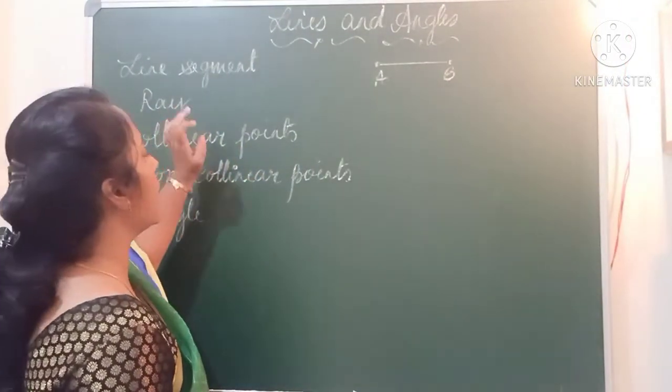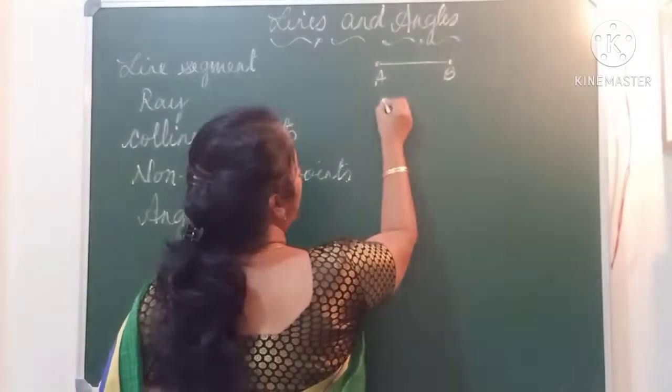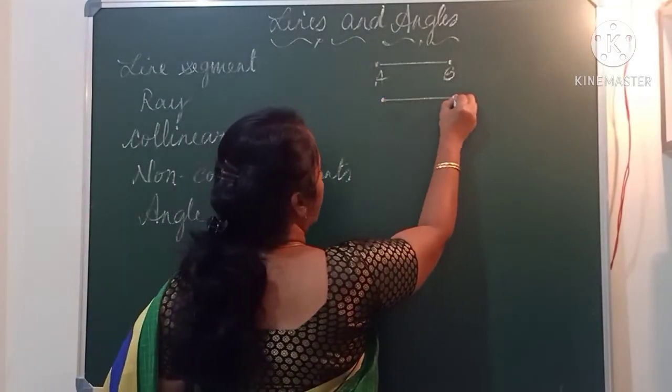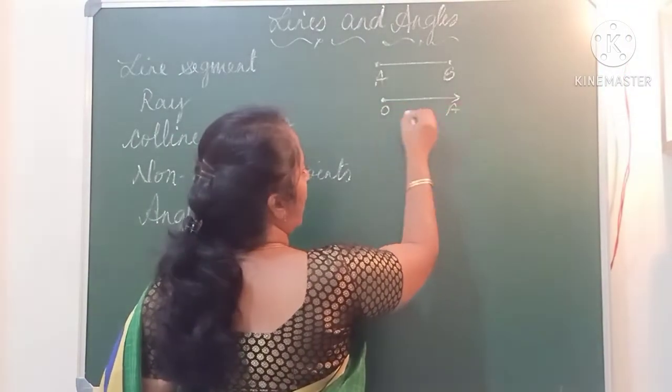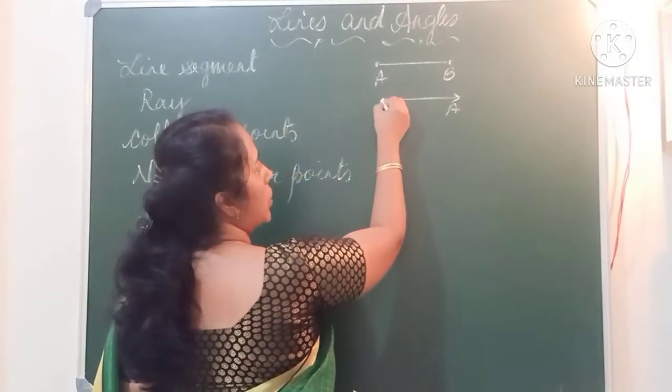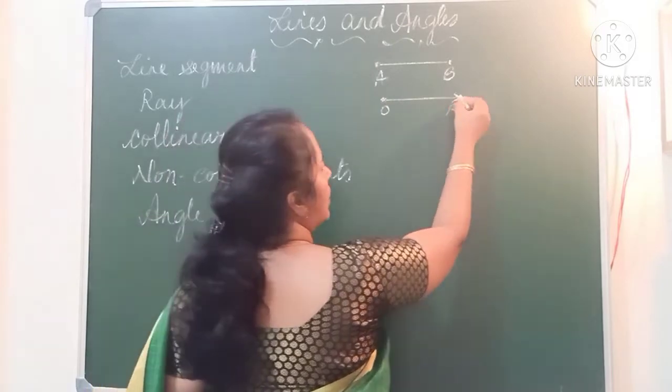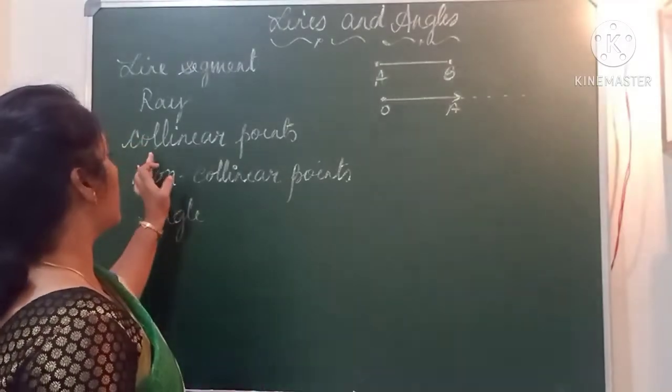Then what do you mean by ray? So ray is nothing but a part of a line which has only one endpoint. So that is, OA is said to be a ray because it has only one endpoint. So this side we can extend on.